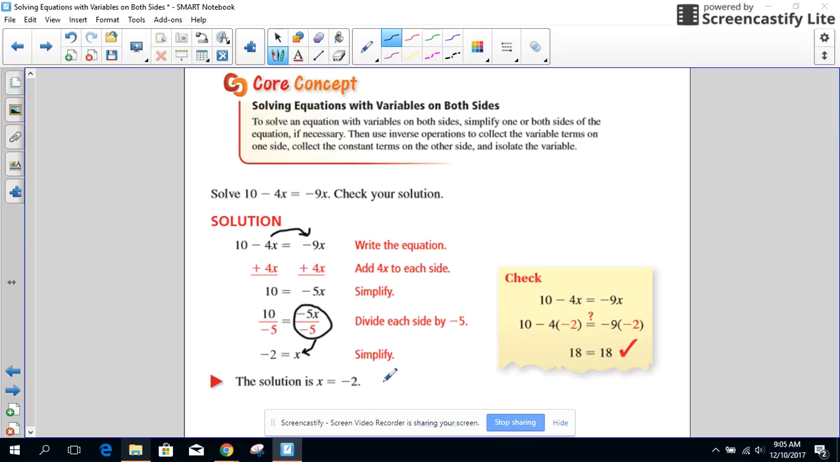Like all the equations that we solve in algebra, we can always double check our work, which the book reminds us to do over here. By plugging in our value of negative 2 for both of the x's, we can then see that each side of the equation remains balanced, and we get this little check mark, which means that we have done our problem correctly.